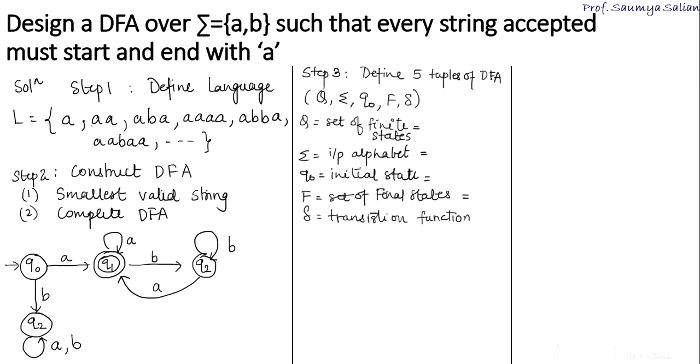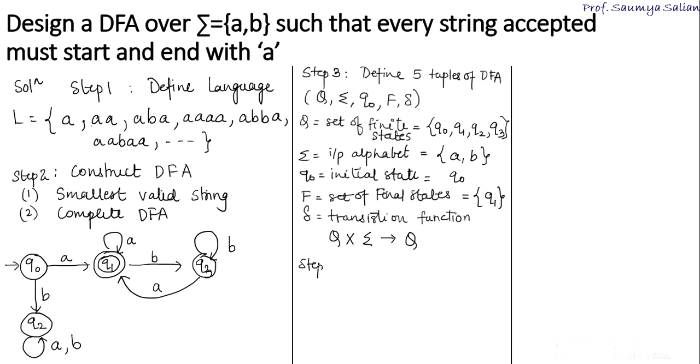Step 3 is to define the 5 tuples of the DFA. A DFA is defined by 5 tuples, that is Q, sigma, Q0, F and delta. Q is a set of finite states. So here in our case we have states Q0, Q1, Q2 and Q3. This is state Q3 over here, a new state Q3. Next, the input alphabet set, that is A, comma B. Q0 is the one initial state. For the set of final states, I have only one final state, that is Q1. And delta is my transition function given by Q cross sigma to Q.